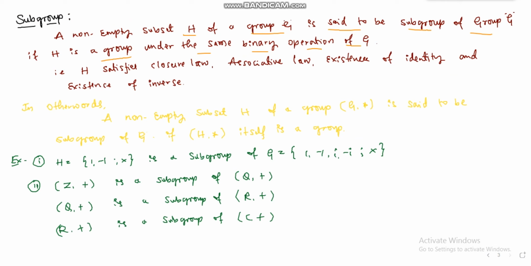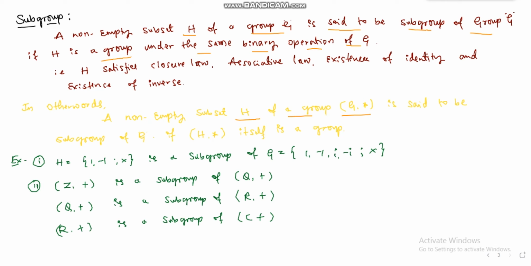Definition of subgroup: a non-empty subset H of a group G is said to be a subgroup of group G if H is a group under the same binary operation of G, that is, H satisfies the closure law, associative law, existence of identity, and also existence of inverse. In other words, a non-empty subset H of a group G, star, is said to be a subgroup of G if H, star itself is a group.